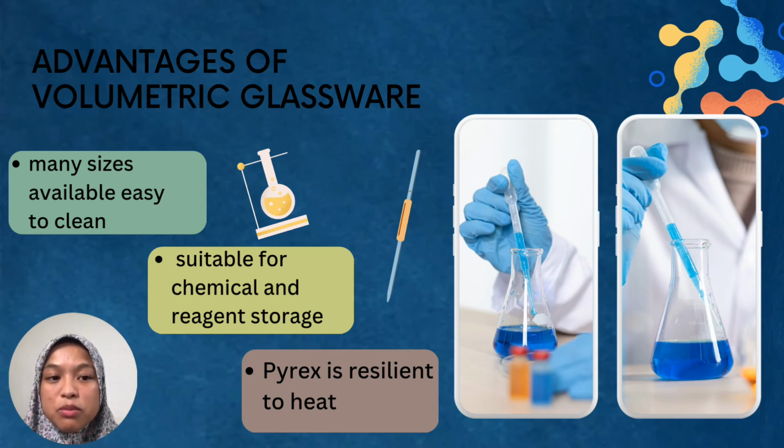Second is suitable for chemical and reagent storage. These features make volumetric glassware a reliable and practical choice for storing chemicals and reagents in laboratory settings. The third is pyrex resilience to heat. Due to its borosilicate composition, it is an excellent choice for both laboratory and kitchen use, providing safety, durability, and versatility in high temperature applications.